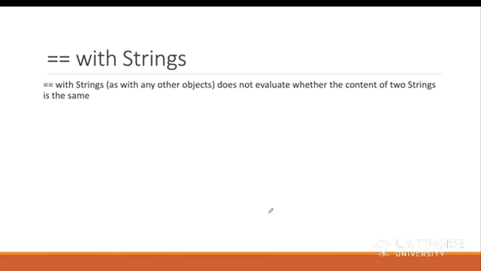Now, as mentioned previously in one of the slides, we use equal equals to for primitive types only. So what does it mean when we say equal equals to with strings? Equal equals to with strings and with any other object does not evaluate the content of the string. So it's not comparing whether the content of string 1 is equal to the content of string 2. No. Instead, what it's comparing is the memory location. So when you say S1 equals equals S2, you are comparing the memory locations of the two strings and not the actual content.